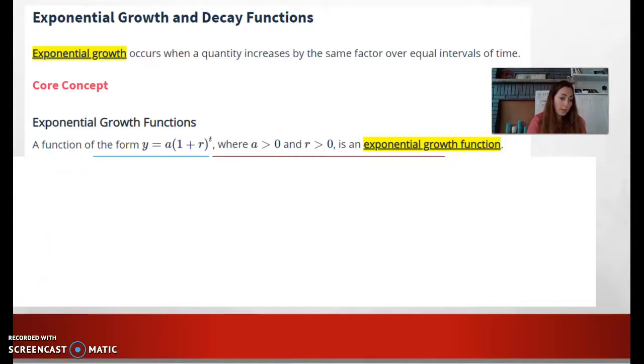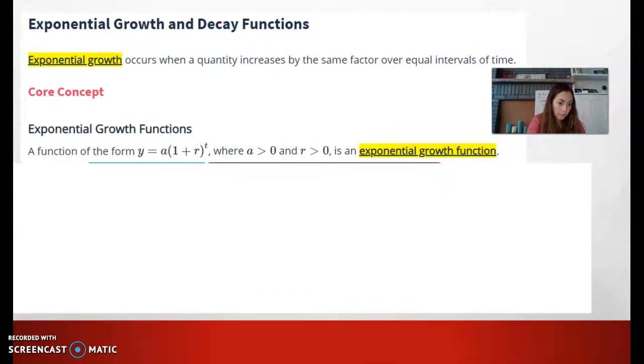So the important component of this, let me just move this here so I can get my pen. All right, awesome. So the important part here, the equation, the formula that represents exponential growing is this here. So make sure you write that down. I want to point out that A has to be more than 0 and R has to be more than 0, and this is the exponential growth function, okay? Now, what does that all mean?